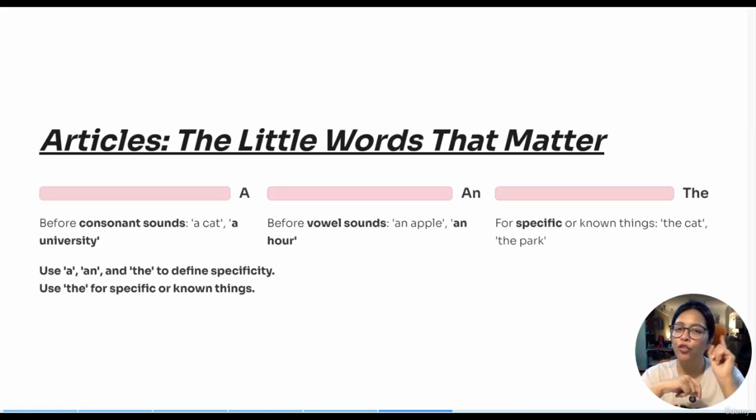Finally, the for specific things. The cat, the park, the book, the building. This means we are talking about something very specific.